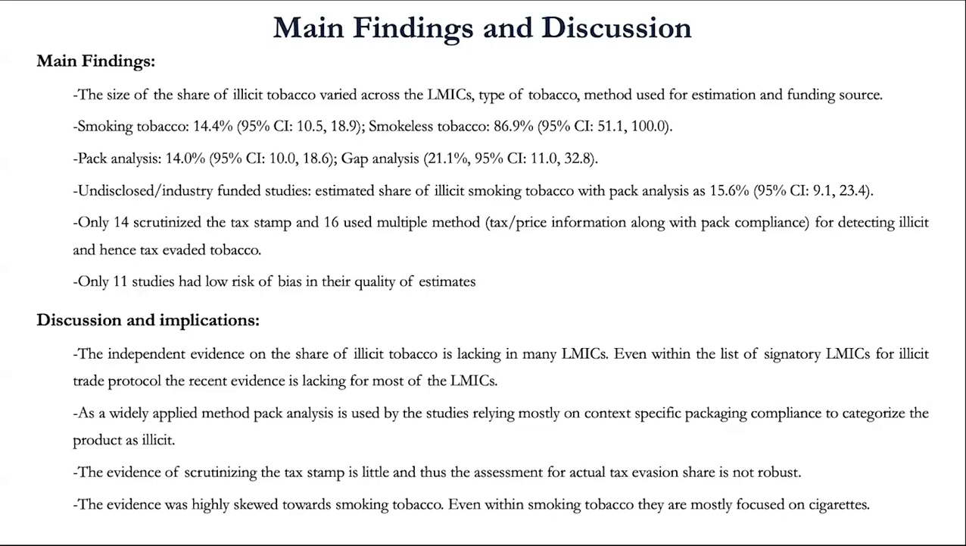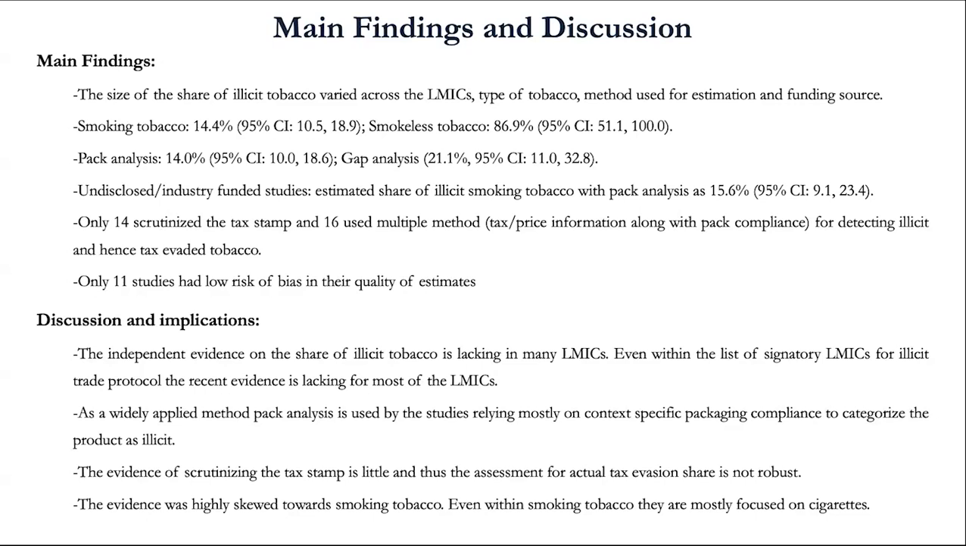And if we see the definition, or the process through which they decided whether the tobacco product was tax evaded or not, we can see that only 14 studies scrutinized the tax term and depended on direct measures of tobacco tax evasion, and 16 studies used the recommended multiple method for categorizing the product as an illicit one. That means they were using tax or price information along with pack compliance for detecting the illicit, and hence deciding whether the product has evaded tax or not.